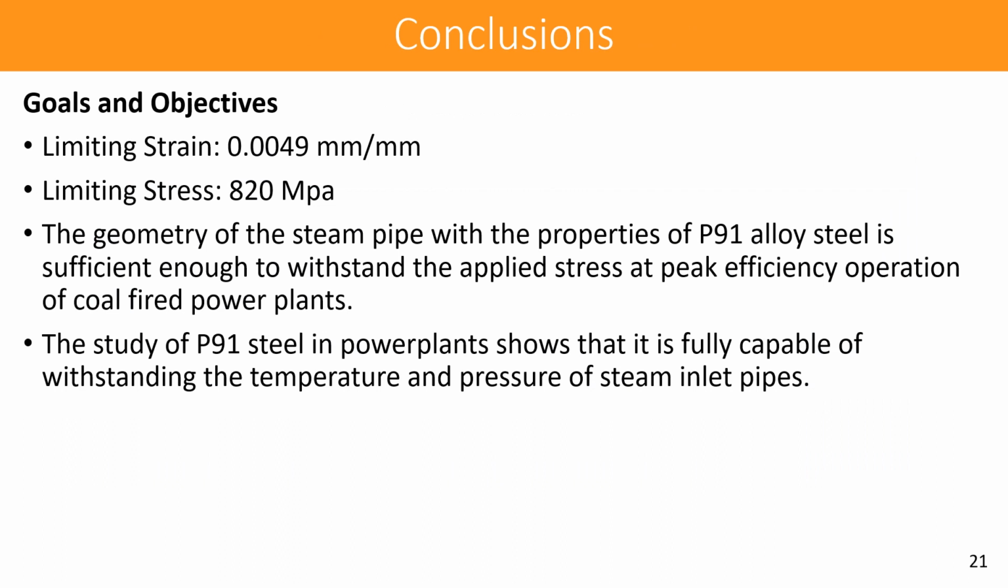So in conclusion, the limiting strain, or at least the strain that it reached under the conditions that were applied to it, was about 0.0049 millimeter over millimeter. The stress that it reached was about 820 megapascals. The geometry of the steam pipe with the properties of P91 alloy steel is sufficient enough to withstand the applied stress at peak efficiency operation of coal-fired power plants. The study of P91 steels in power plants shows that it's fully capable of withstanding the temperature and pressure of steam inlet pipes.